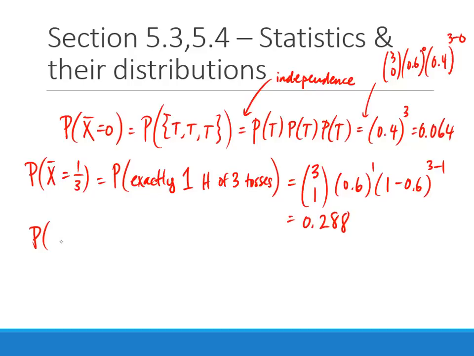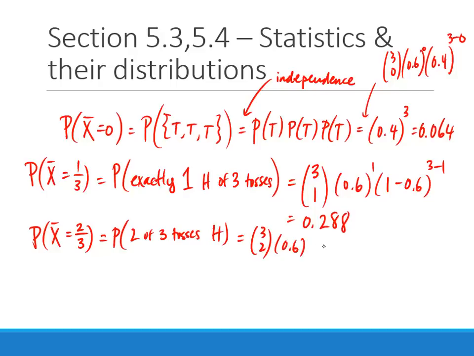Okay, so the probability, that's the first 2 values. Probability that x bar is 2/3. Well, this is also going to be a binomial thing, so this is the probability that I have 2 of 3 tosses as a head. Same type of setup, 3 trials, all independent, all the same success probability. I want to know the probability that I get 2 of 3 as heads, so I have 3 tosses. I want to choose 2 of them to be heads. Then I have 0.6 squared times 1 minus 0.6 just to the first power, and that is 0.432.